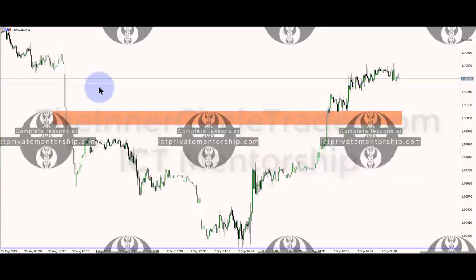Where we're at right now, we do have a small little imbalance in here. I don't think it needs to go down to there, but if it does go lower, I'd like to see it find support there and then make an attempt to clear these equal highs. That's what I think is going to happen between now and non-farm payroll.